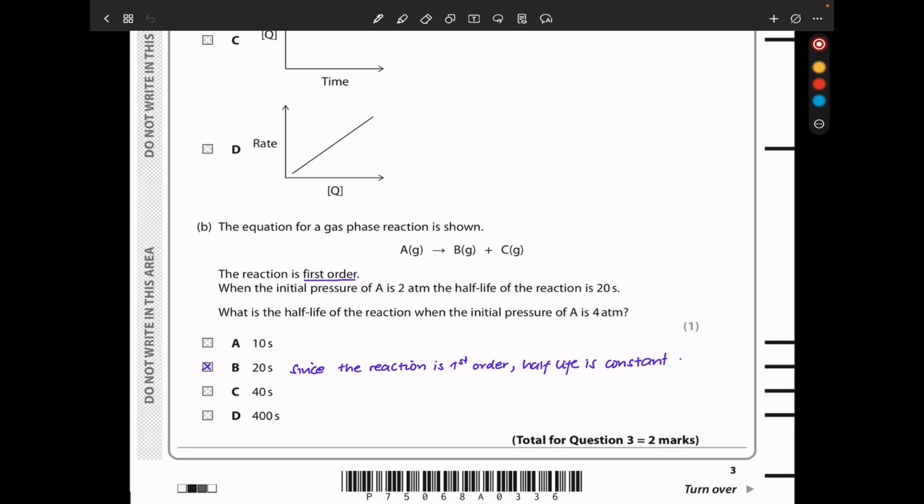And in part B, the equation for a gas phase reaction is shown, which is this one here. The reaction is first order. When the initial pressure of A is 2 atmospheres, the half-life of the reaction is 20 seconds. What is the half-life of the reaction when the initial pressure of A is 4 atmospheres? Remember they told us this is first order, so half-life should not change. Therefore, the half-life is still going to be 20 seconds, so the answer should be B.